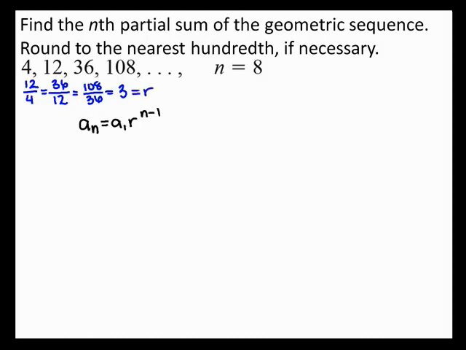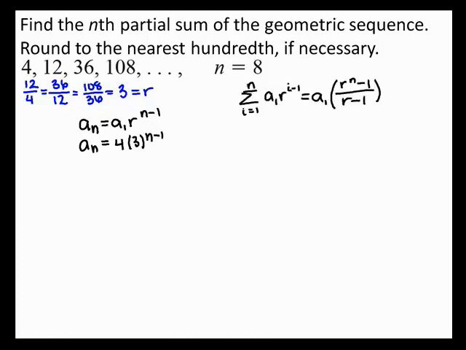Use the formula a sub n is equal to a sub 1 times r to the n minus 1. Substitute 4 in for a sub 1 and 3 in for r. Use the formula for the nth partial sum of a geometric sequence. Substitute 8 in for n. Substitute 4 in for a sub 1 and 3 in for r.